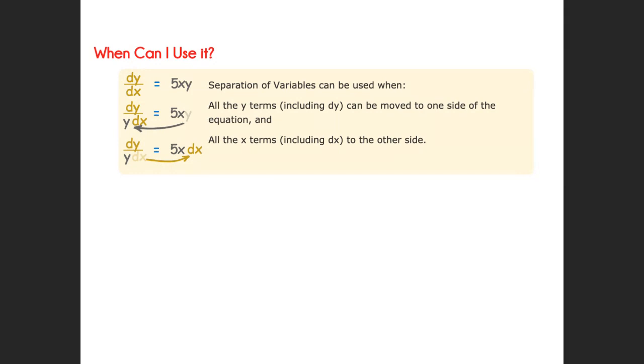When can we use it? Separation of variables can be used when all the y terms, including the dy, can be moved to one side of the equation, and all the x terms, including the dx, can be moved to the other side. And that's why it's called separation of variables. We're putting the y's on one side, we're putting the x's on the other side.